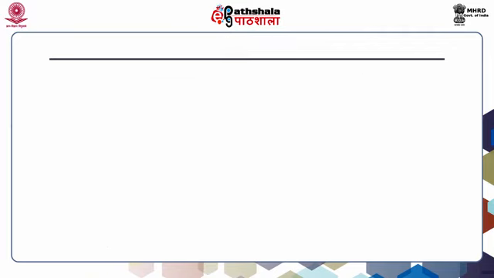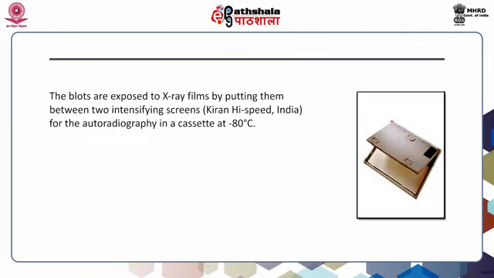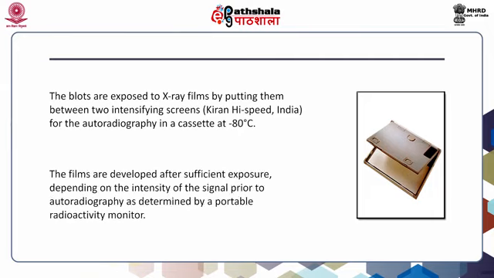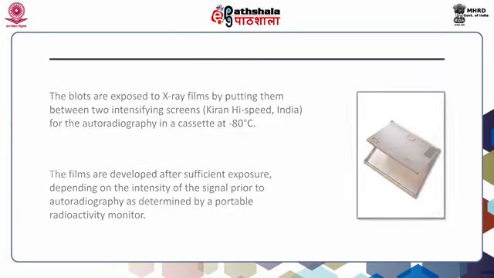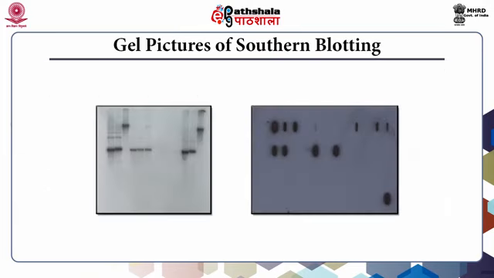Development of the blot. The blots are exposed to X-ray films by putting them between two intensifying screens in a cassette at -80 degrees Celsius for autoradiography. The films are developed after sufficient exposure, depending on the intensity of the signal prior to autoradiography as determined by a portable radioactivity monitor. Now, these are the kind of gel pictures of Southern blotting you will observe after the procedure is over. These are the results obtained after Southern blotting.